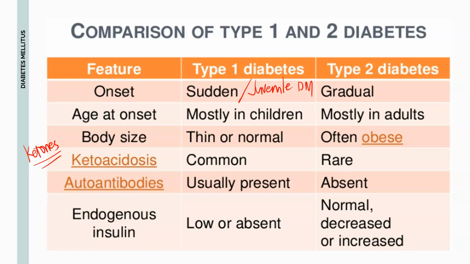Next, we have your endogenous insulin. Obviously, as I said, in type 1, you do not have your insulin. There is near absolute deficiency of insulin, so you have very low level or absent insulin. And in type 2, it's normal, decreased, or increased depending on the type of hyperglycemia that you are experiencing. So, that is the comparison of your type 1 and type 2 diabetes.